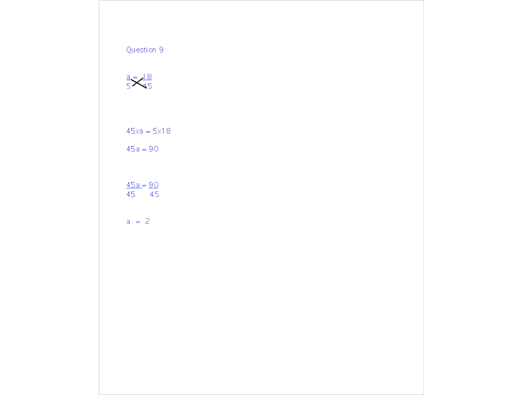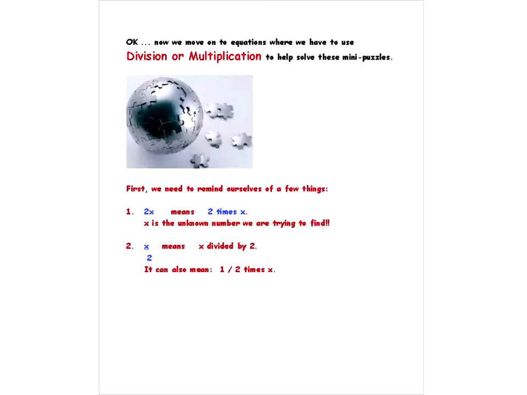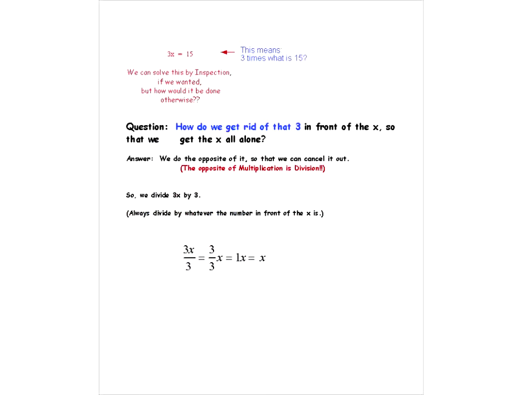Okay, good stuff. So, moving on. We're going to talk about some different ones here that have to do with division and multiplication. And so, just remember that 2x is the same as 2 times x. And when you have x over 2, it's the same thing as 1/2 x. And if you recognize that, it can help.